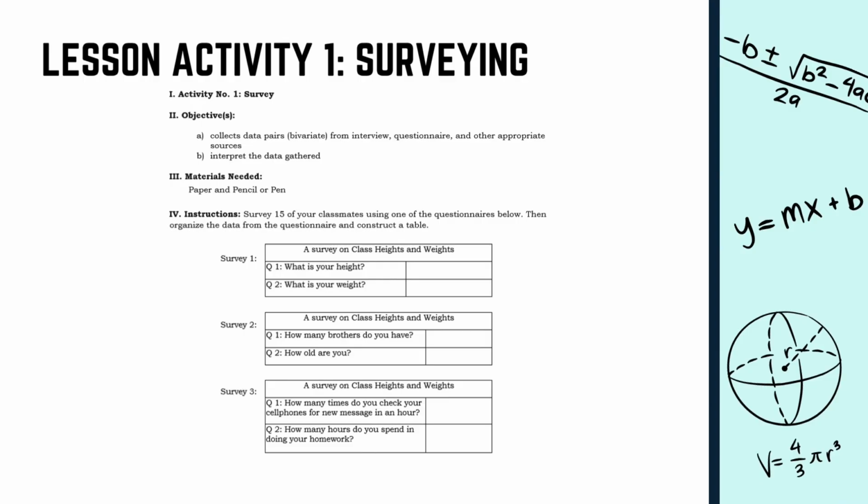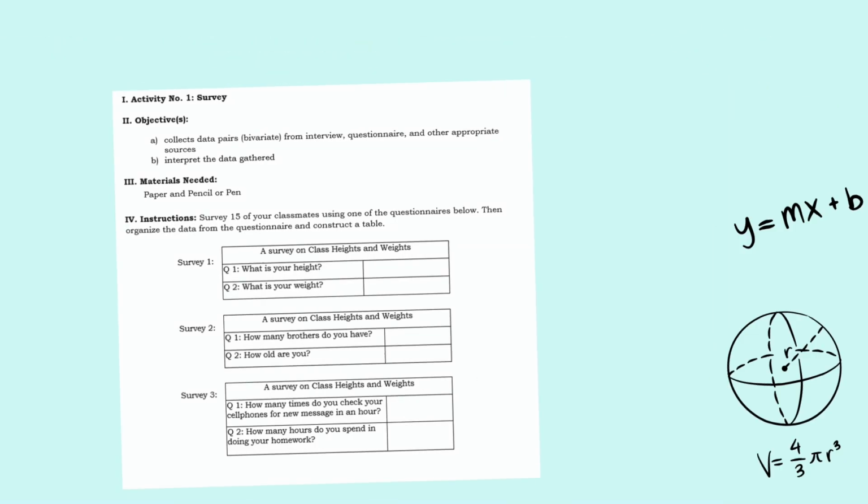So you're going to survey 15 of your classmates using one of the questionnaires below. Then organize the data from the questionnaire and construct a table. So pwede mong gamitin yung first na survey, height and weight. Yung second survey is about how many brothers do you have and how old are you. And the third survey is about how many times do you check your cell phone when you message in an hour, and how many hours do you spend in doing your homework. And then create a table, using that after you have collected those data.